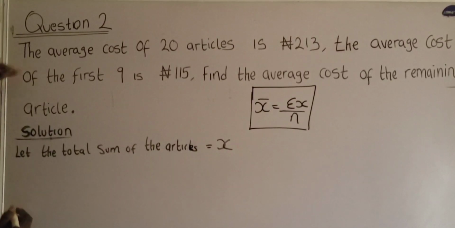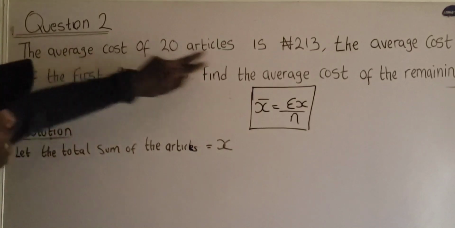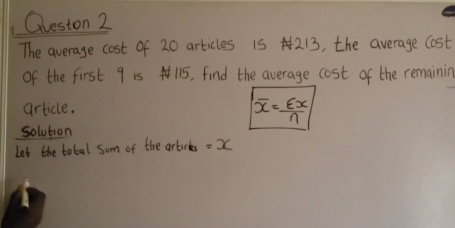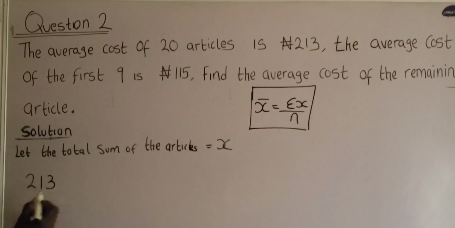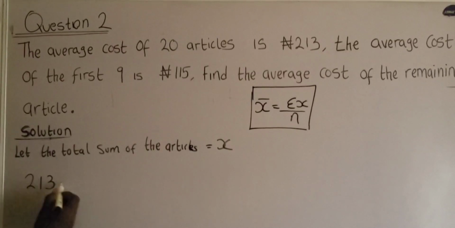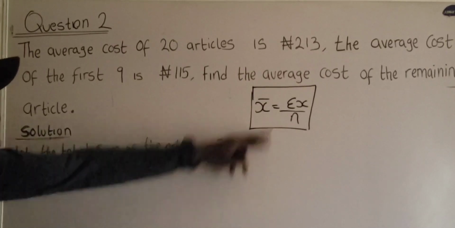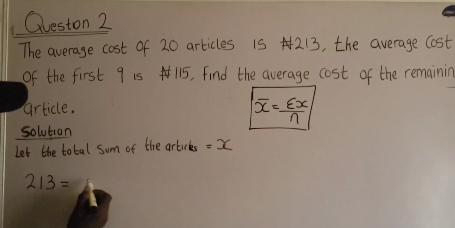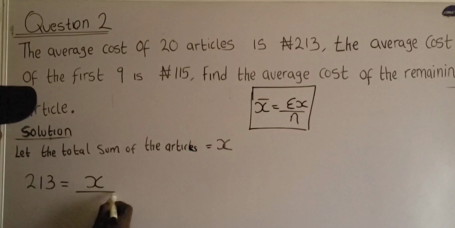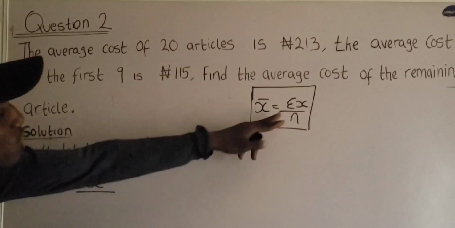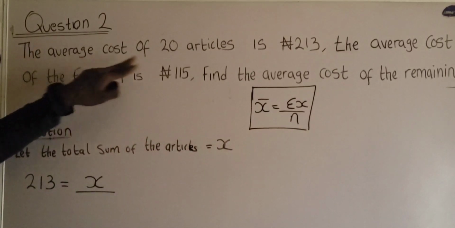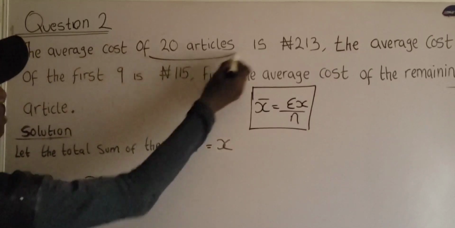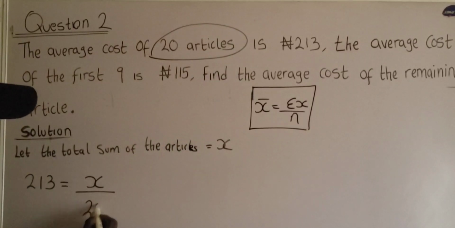So for this, I know that the average cost is what? Average cost is 213. So I'm going to have 213, because average is what? Mean. So 213 is equal to summation x. I've let the total sum of the articles equal x. So it is equal to x all over n. N is the total number of articles, and the total number of articles is what? 20. So I'm going to have 20 in this place.